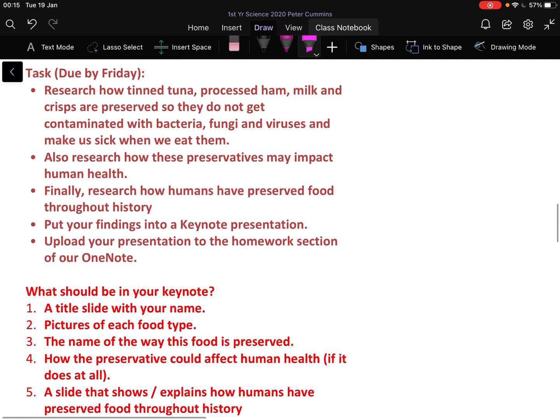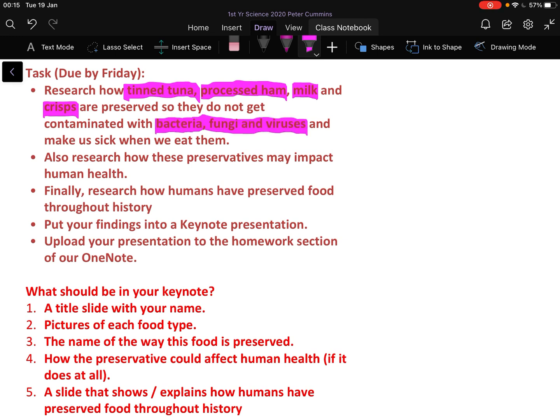And the task is, I want you to research, how is tin tuna preserved? What's in tin tuna that preserves it? How is processed ham preserved? How is milk preserved? And how are crisps, a packet of crisps, preserved, so they don't get contaminated with all the things that you don't want to be eating, these microorganisms that we looked at the last day, and make us sick when we eat them.